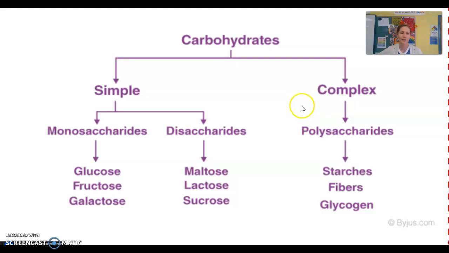The complex carbohydrates are known as polysaccharides. Poly means many. So many of these monomers together can form starches, fibers, and glycogen. Glycogen is how we store complex carbohydrates in our body. Starches and fibers are how plants store complex carbohydrates. So those potatoes you're eating that are very starchy have a lot of energy in them because there's a lot of monosaccharides, a lot of glucose that have been combined together to form that starch molecule.